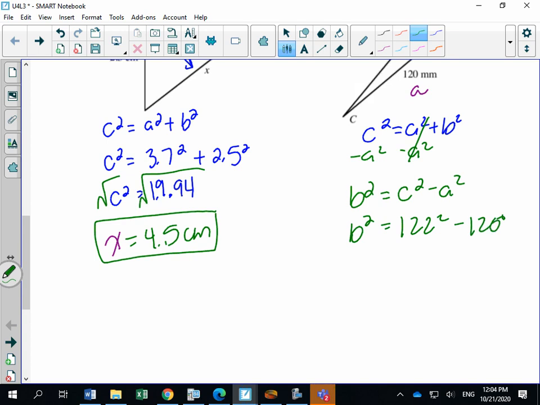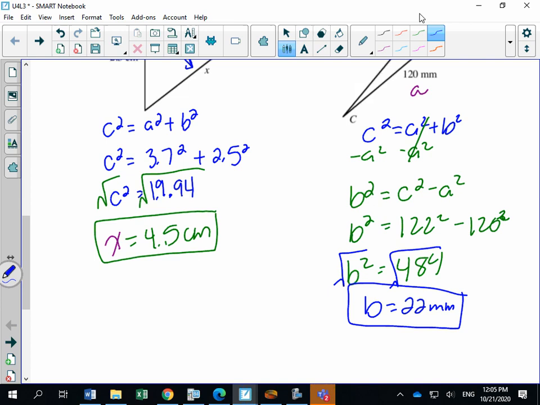Type that in. And you should get, Alexa, do you have it? 484 is correct. And then to isolate B, get rid of your square by square rooting. And we would get 22. Hermes, what is the units for this one? Millimeters is correct. Yes. Yep, that's no problem. You just chose different sides to label and you're fine with that.